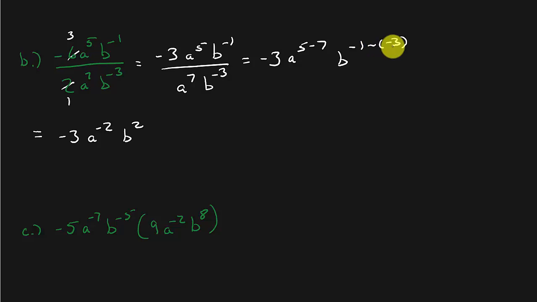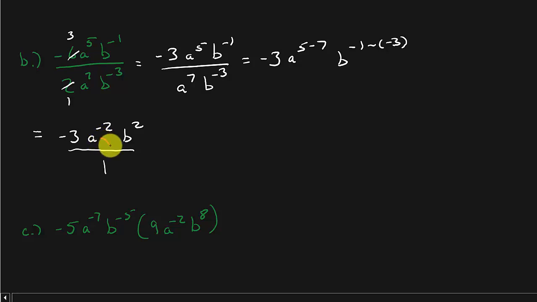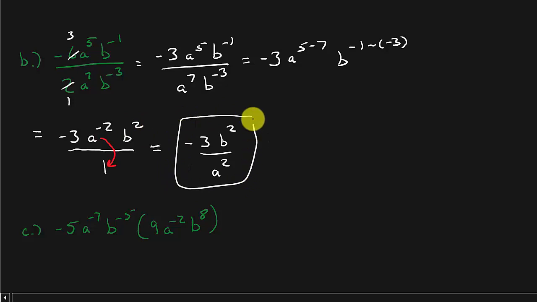All right, so now there's nothing else I can do with those exponential rules. So now let's make our exponents positive. So I'm going to make this look like a fraction. And remember, in order to change the sign of an exponent, you got to move it across the fraction bar. So this a to the negative 2, I'm going to move it across the fraction bar. So this is negative 3 b squared over a squared. See, the b squared stays up there because the exponent on the b is positive. So we just leave it there.